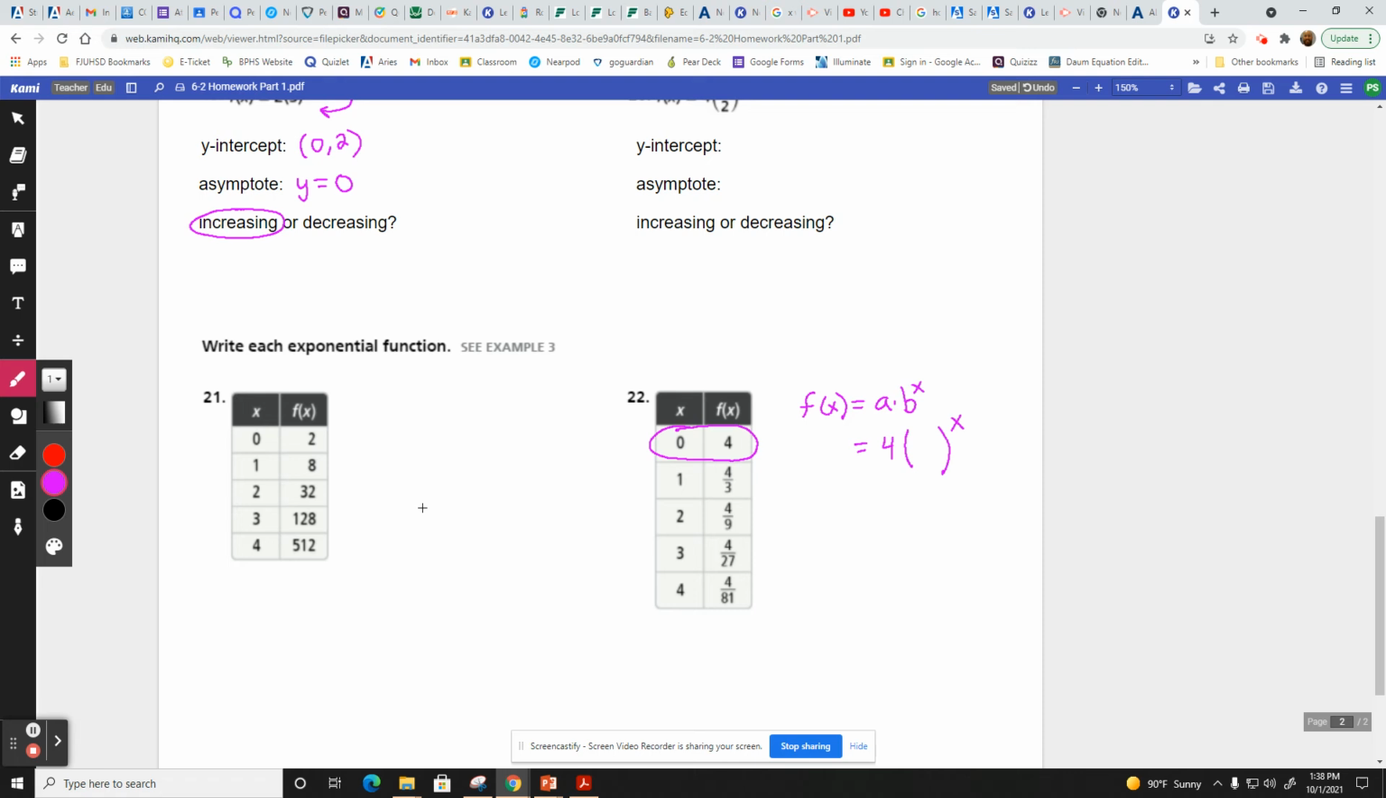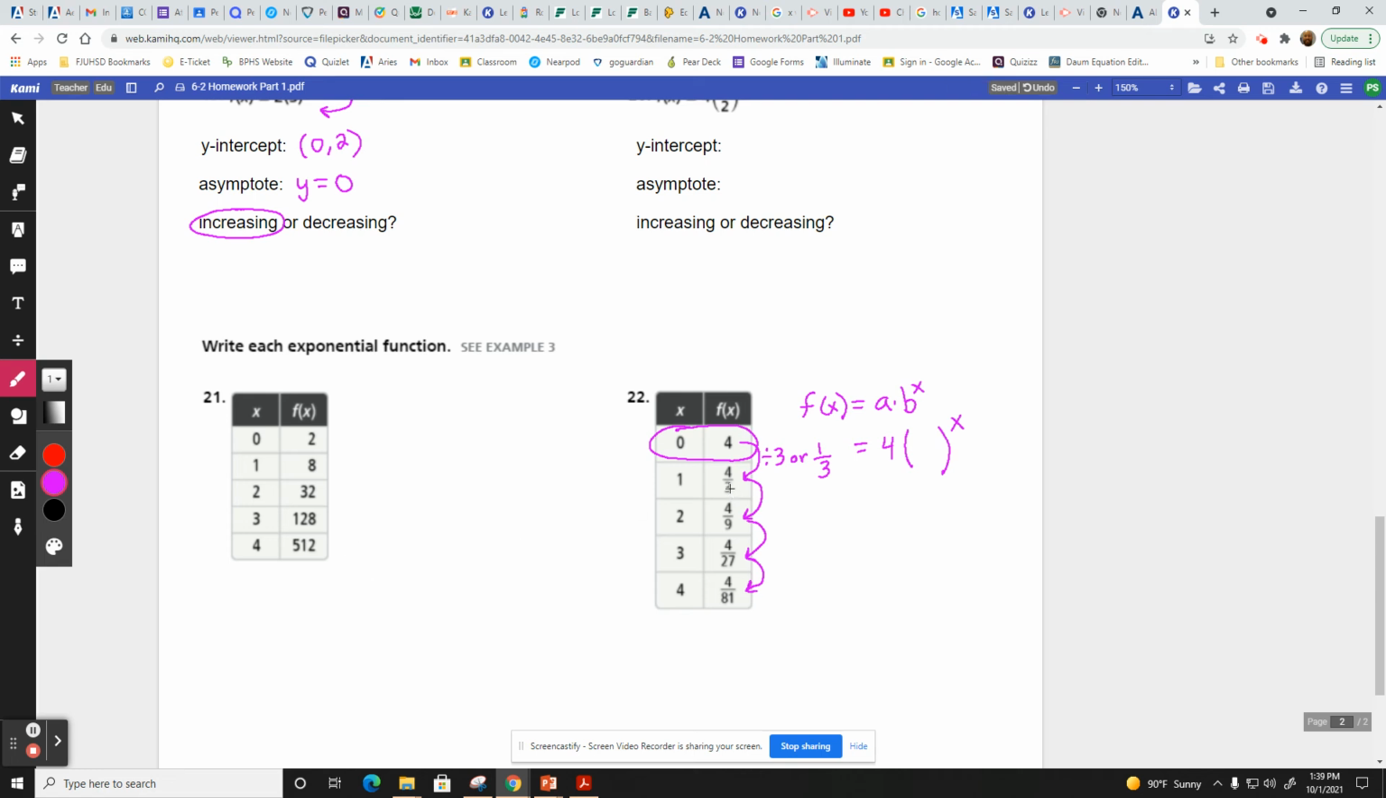My b value is what I'm doing to get from one number to the next. What am I multiplying by from here to here, which is the same from here to here? You might think you're multiplying by 3 because you got 3, 9, 27, 81. But actually what you're really doing is dividing by 3. And dividing by 3 is really multiplying by 1/3. So that's multiplying by 1/3.